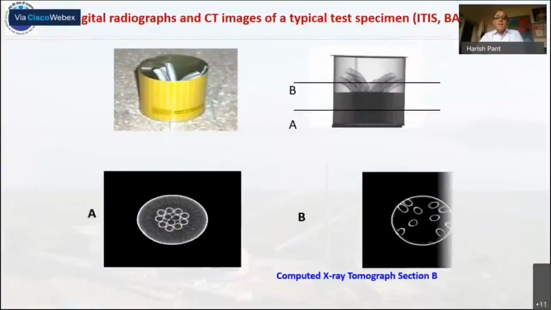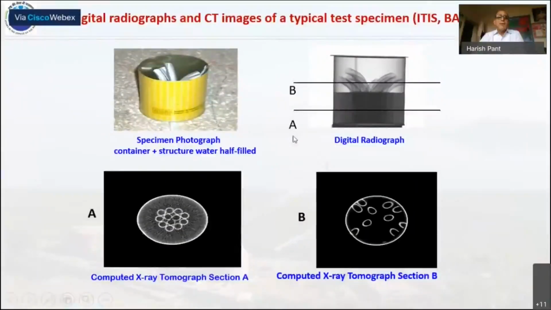You can see here some of the typical tomographs. There is a container which is filled with some pipes, and then it is half filled with water. And if you take a digital radiograph of this object, it will look like this.